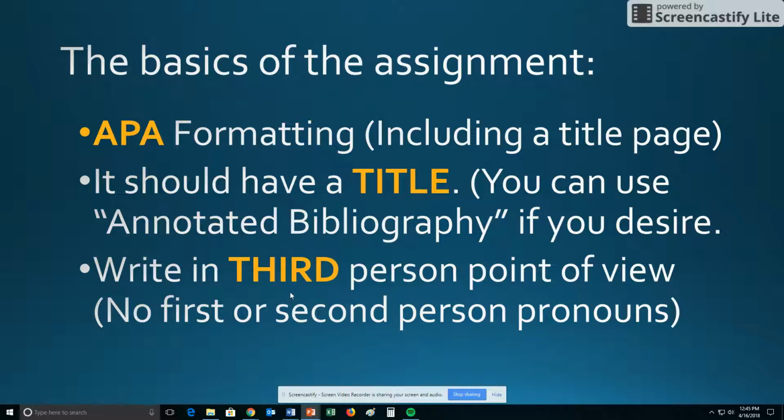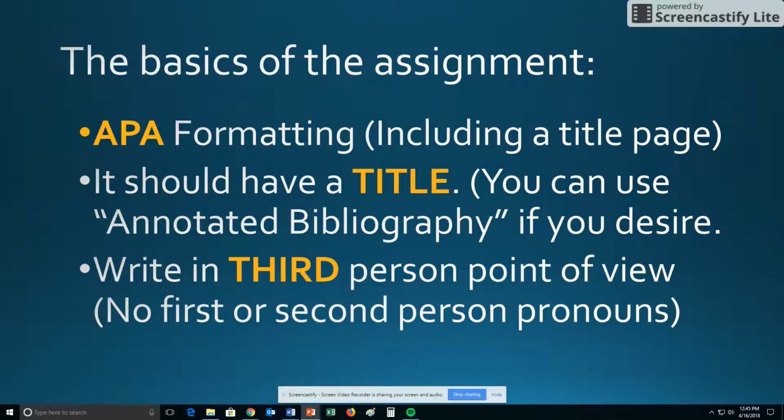It needs to be written in third person point of view. No, I feel this, or I believe that, or you should understand this. Academic papers are written in third person. Let me make sure that we really understand how important that is.